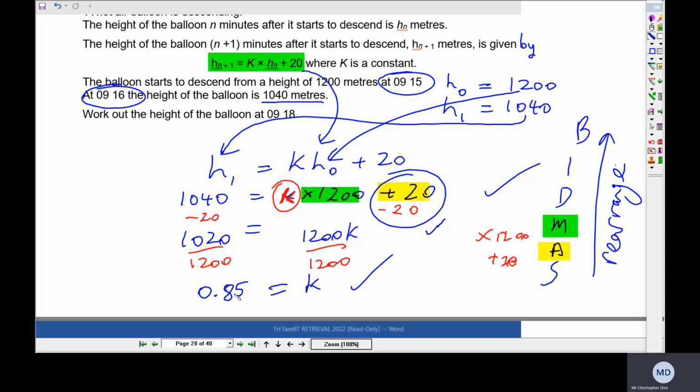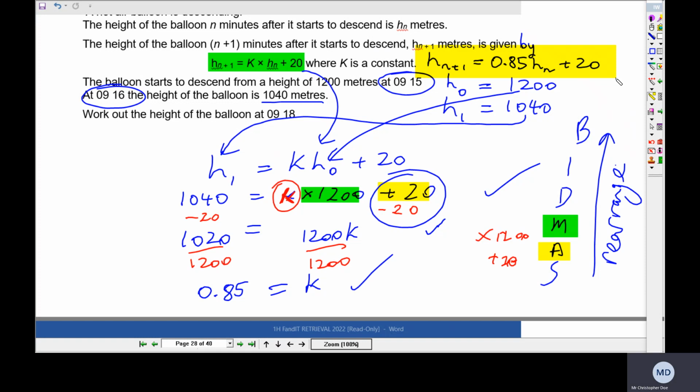Mark for that. So what we now know is, here is our formula. Here is our formula. Hn plus 1 equals k, which is 0.85, multiplied by hn plus 20. Put that in a colour or something. That is your formula now. You now know what k is. 0.85 plus 20.